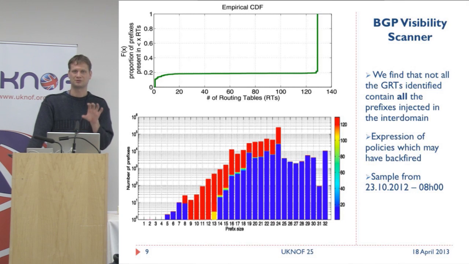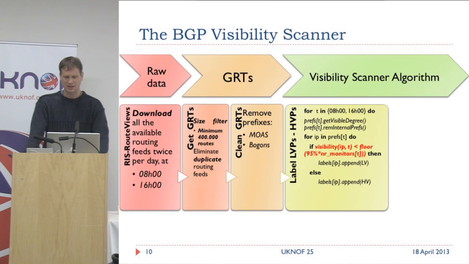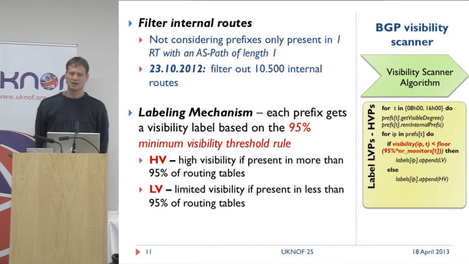Limited visibility, I should also clarify, doesn't mean that there's not a covering prefix which might provide still some kind of reachability. So this would be what we call dark address space, where we don't have any reachability to that prefix. But yeah, let's look into the algorithm a little bit.